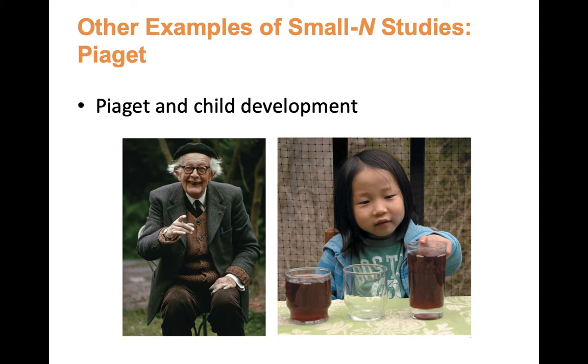acquire certain cognitive abilities. And he is kind of famous for some of these interesting and unique tasks that he created to measure these cognitive abilities. And so what you see in the picture here is his very famous conservation of quantity, in this case, conservation of liquid, in which children think that there's more liquid when it is poured into a taller but slender glass than the shorter but wider glass.